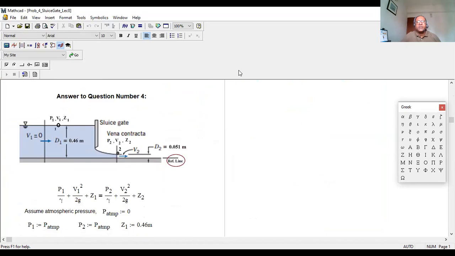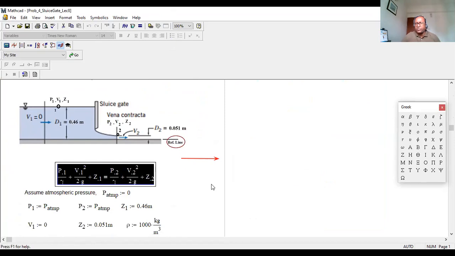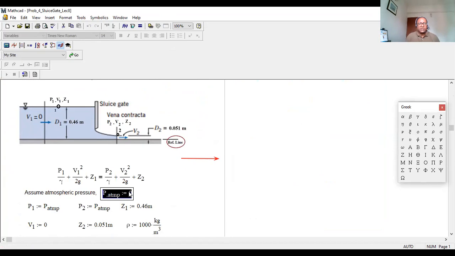So this is our reference line along this point. And we need to apply Bernoulli's equation. At first, you figure out the data. We can say atmospheric pressure is 0 because we are considering gauge pressure. So P1 is the pressure at point 1. This is point 1, this is point 2. At point 1, the pressure is atmospheric pressure, velocity is 0, and Z1 is 0.046.